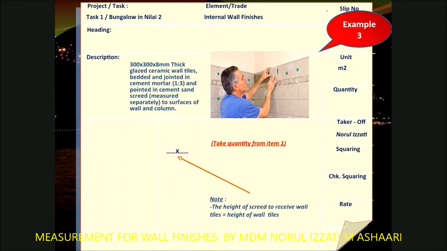Now let's move to the third example. This is the third example, to show the height of the screed to receive the wall tiles, and to show an example of the explanation and description for the tiles. This is exactly similar to the floor finishes, but what you have to change is only to write down surfaces of the wall and column.